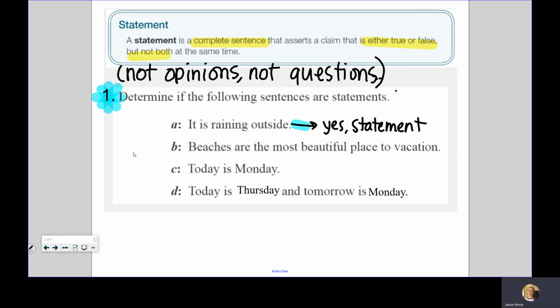So yes, that is a statement. What about B? Beaches are the most beautiful place to vacation. No, that is an opinion. So we'll say no, not a statement.